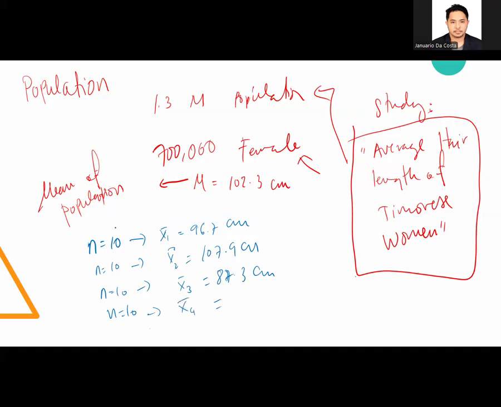Let's suppose, now this 10, I take it from the population. So what does this n mean? Is this a sample or a population? Sample. This is a sample. So you understand the difference between sample and population? Yes. Okay, sample and population.